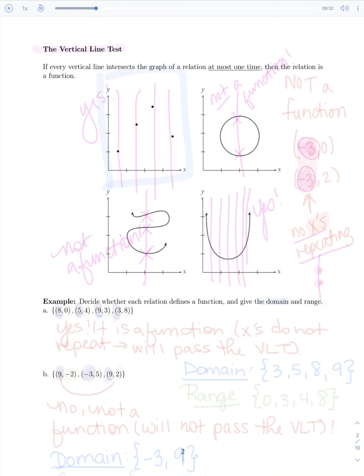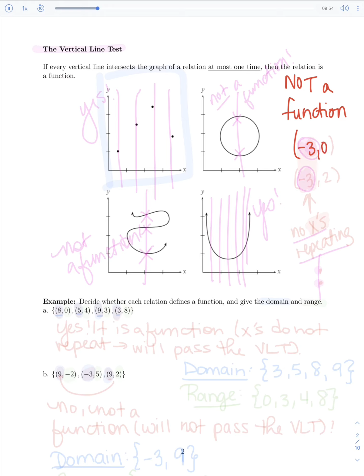So let's try a couple examples and kind of see what we're looking at. Before we can look at a couple examples, though, let's talk about one more thing. We talked about whether or not something is a function a second ago, and we said something is not a function if you see something like the following.